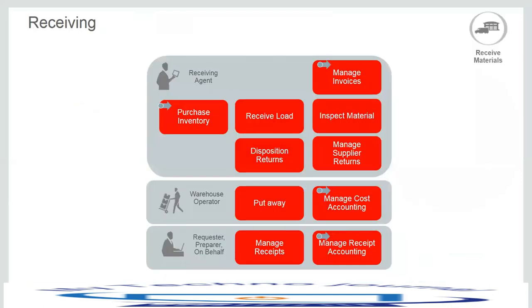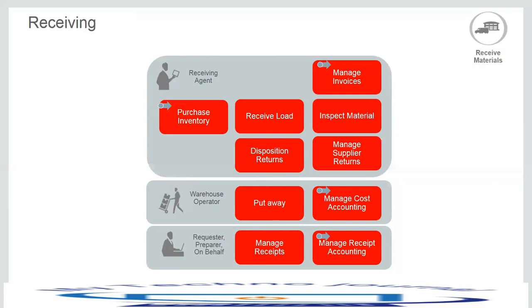So this diagram depicts the high-level tasks for the receiving process. So the receiving agent looks at the purchase inventory, receiving the load, manage invoices. These are the various tasks which the receiving agent takes care of. Inspects the material, disposition returns, and manage supplier returns.